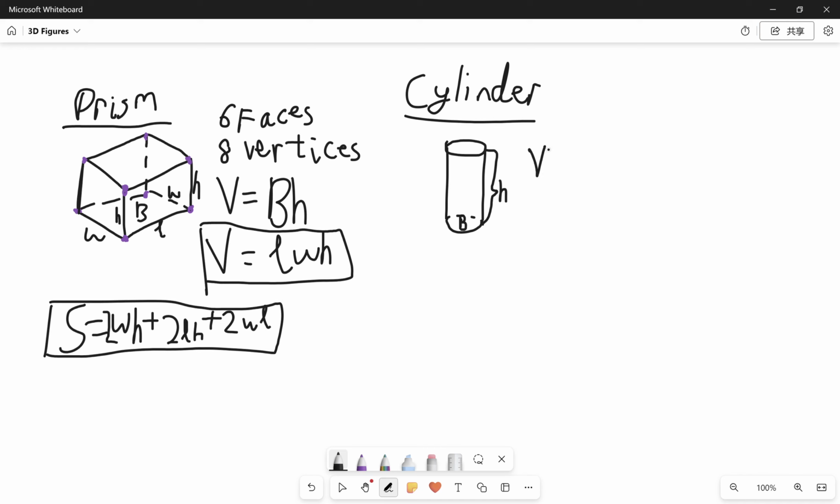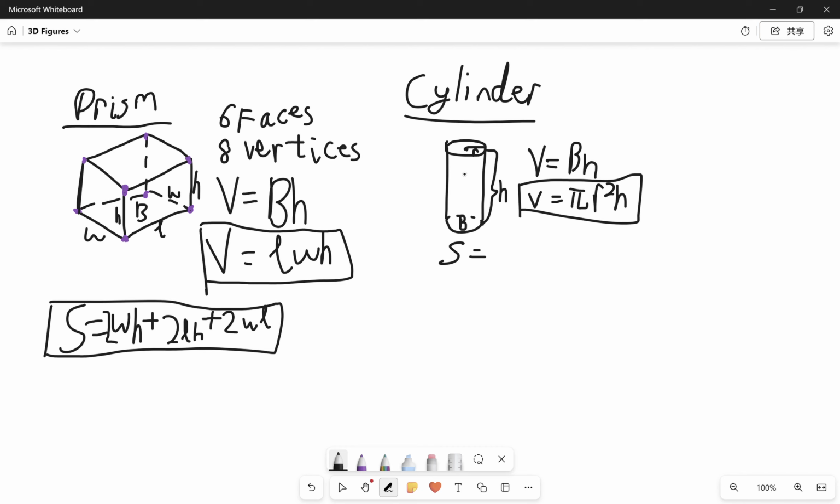So what's the volume of this? Firstly, let's label a few things. This section is the height, and the bottom area is the base. The volume of the cylinder is base times height. Simple, right? Now, what's actually the base? We know that this is a circle, so it must have a center, and it has a radius, r. We know that the area of a circle is pi r squared. So the volume is pi r squared h. Okay, so that's our volume.